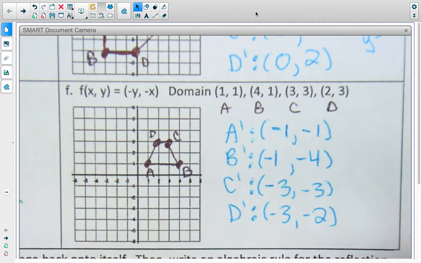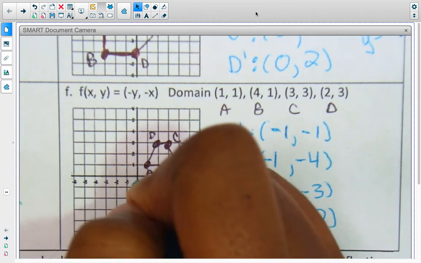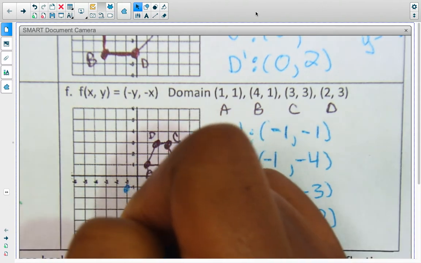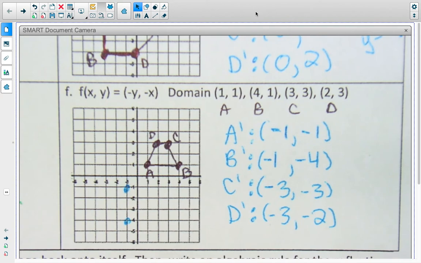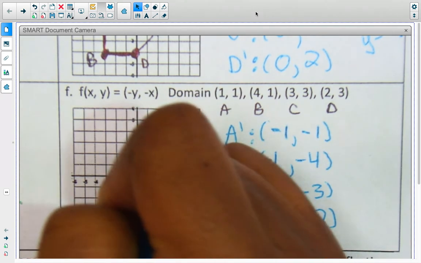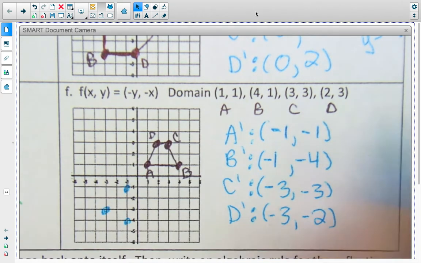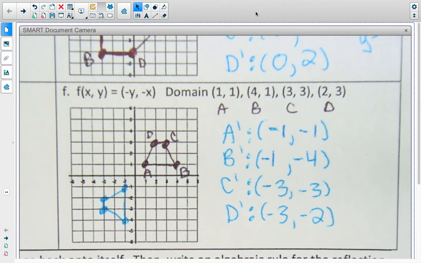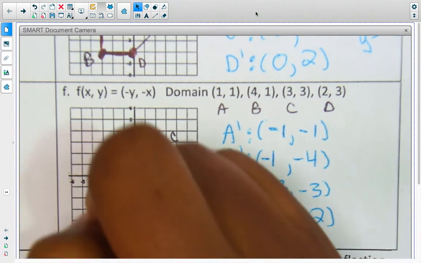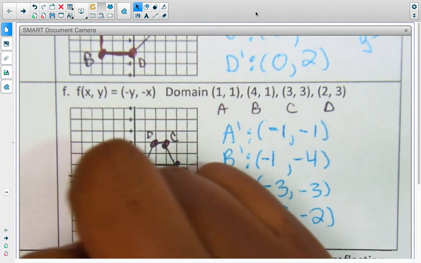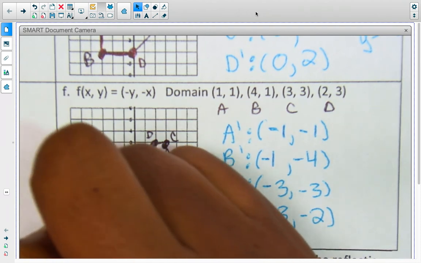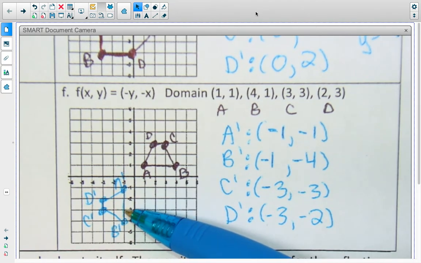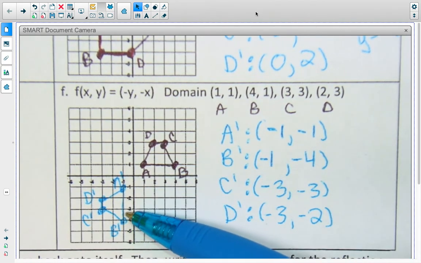Let's plot these. So I got -1, -1. We got -1, -4. We got -3, -3. And we have -3, -2. And connect. Label which one is which. So this is my A prime, B prime, C, and D. So the black is our pre-image and the blue is our image. So this is what we started with and this is where we ended at.